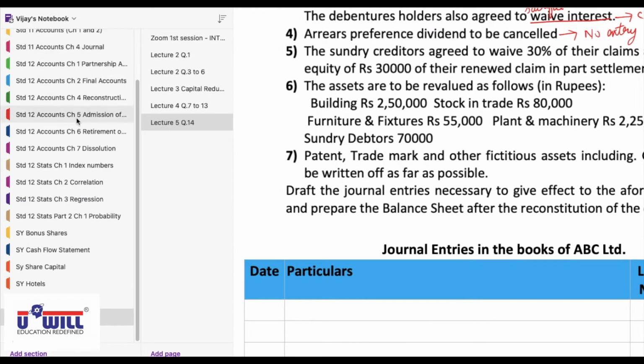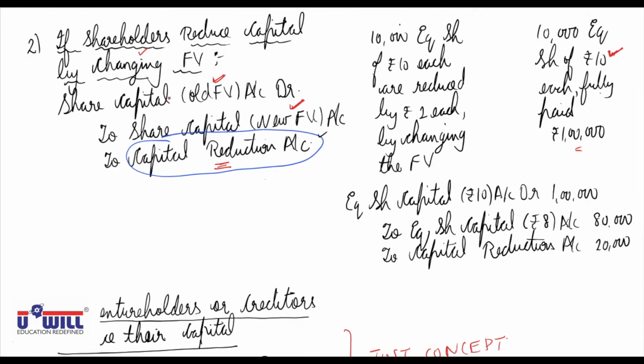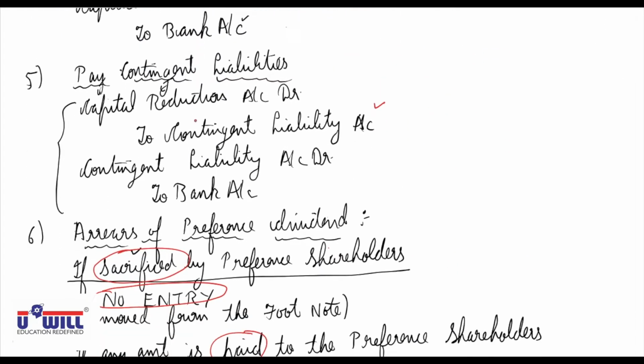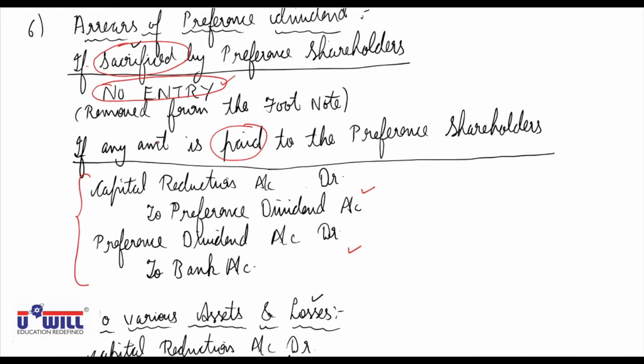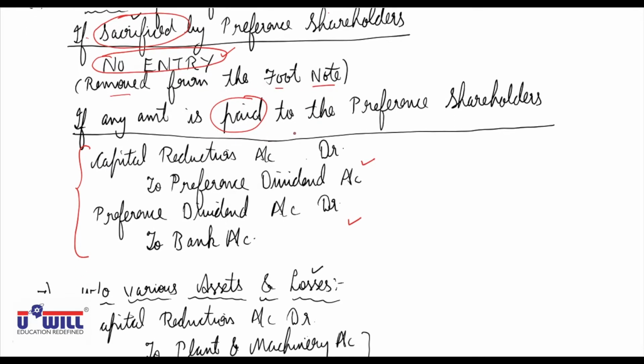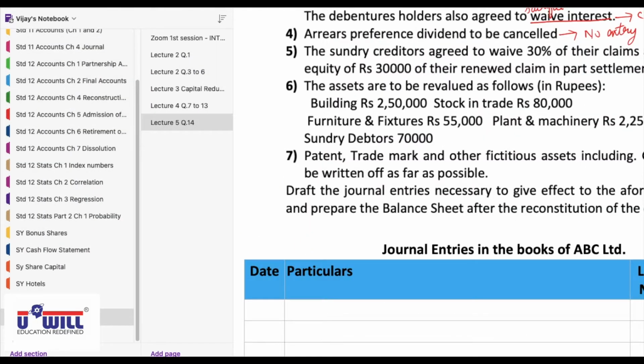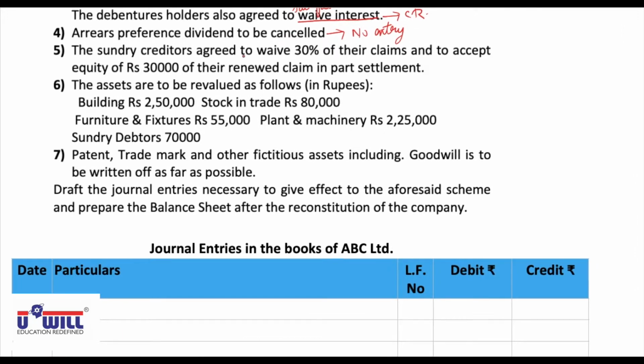You all can see in the summary we had written that in case of preference dividend, if it is sacrificed by the preference shareholders, then there is no entry. And remove it from the footnote, meaning in the new balance sheet it will not come as a footnote. These entries are to be passed only if the preference dividend is paid. Here the preference dividend is cancelled, therefore no entry.